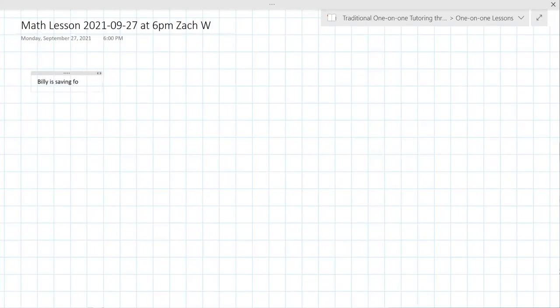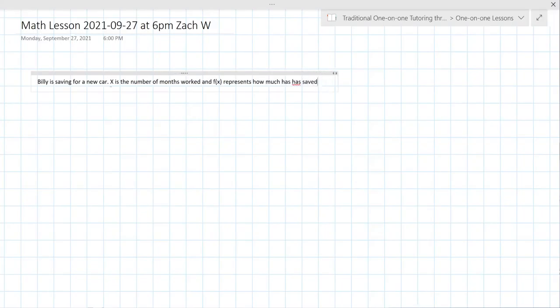Saving for college for a new car. X is the number of months worked, and f of x represents how much he has saved. Okay, so let's make a table here.